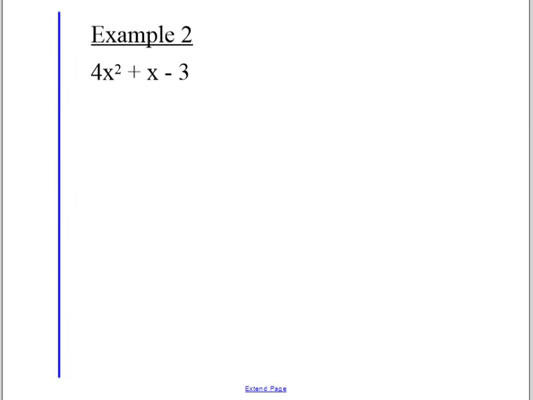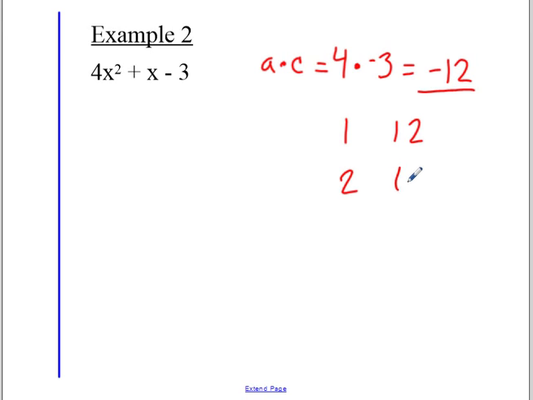Let's try that one more time to kind of get a handle of how this works. Remember, our first step is to do A times C. A times C in this problem is 4, and the C is a negative 3. That gives me a negative 12. What are the factors of 12? Well, we have 1 and 12, we have 2 and 6. We have 3 and 4.